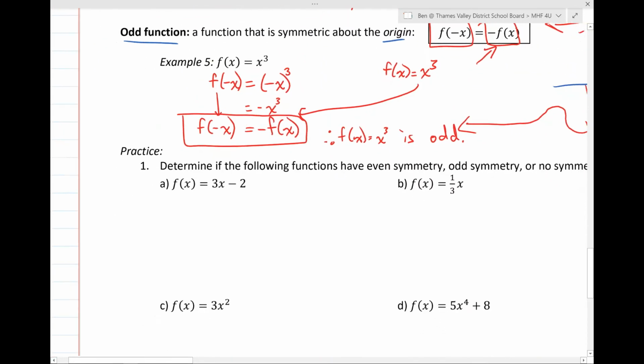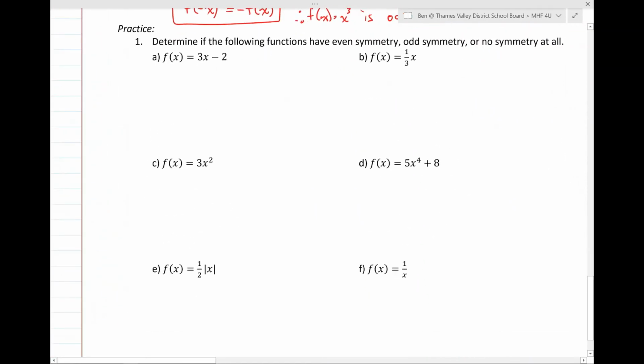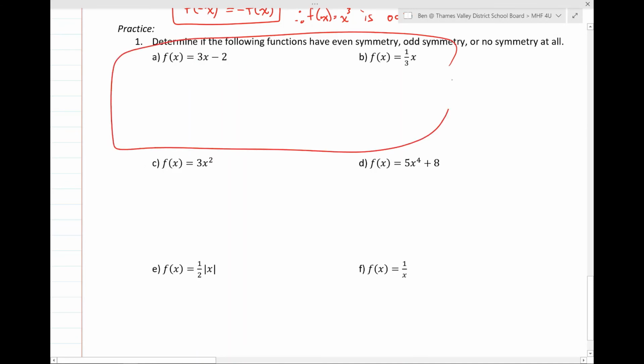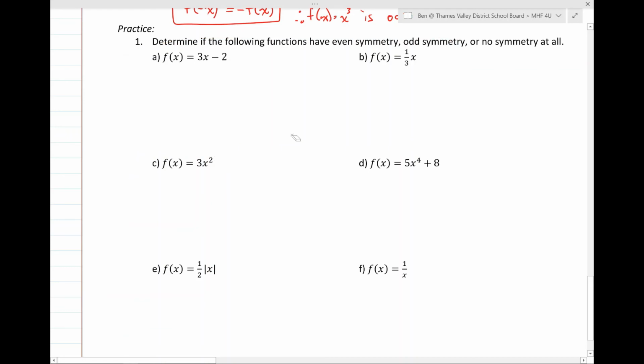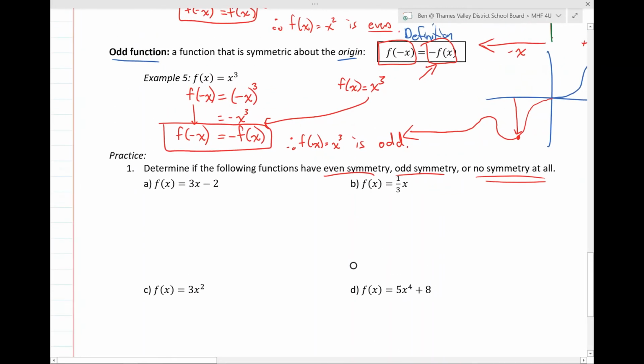Now, there are a number of practice problems here. We're going to go through the first two, and then I will leave you the final four for practice. We want to determine if the following functions have even symmetry, so we'll check to see if it's even, or we'll check to see if it's odd, and if it's neither, then we'll say it has no symmetry at all. First we're working with a linear function, f of x equals 3x minus 2.